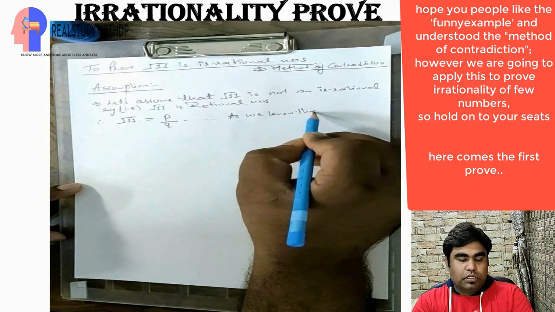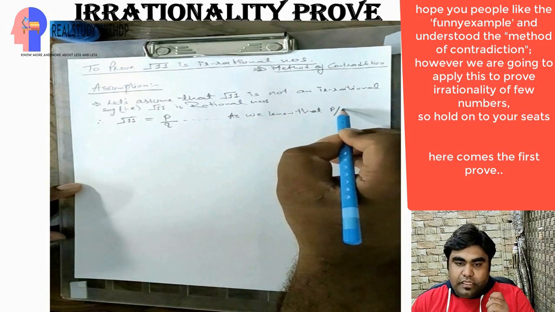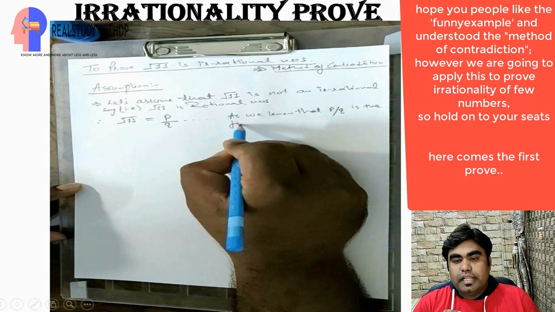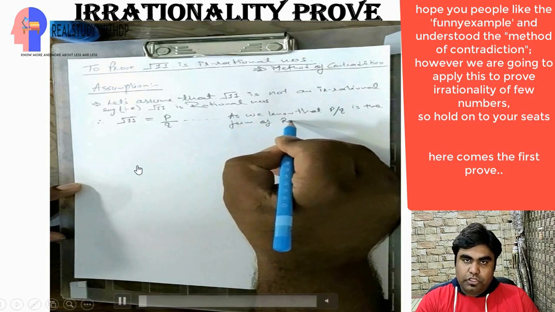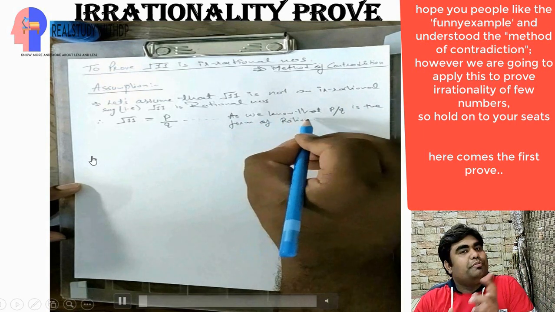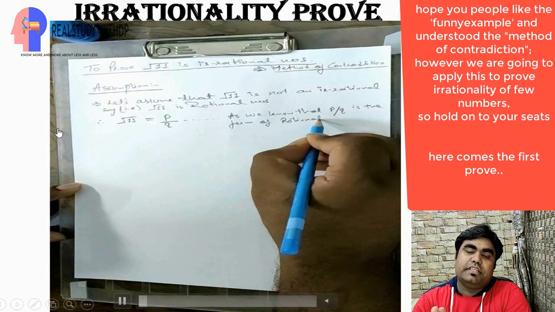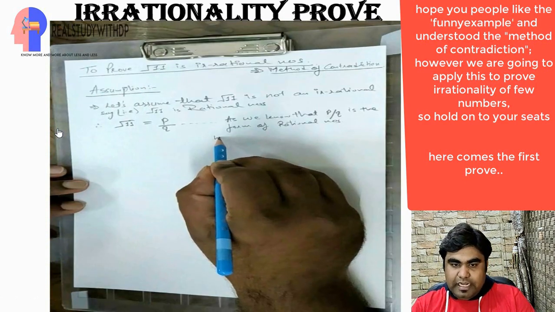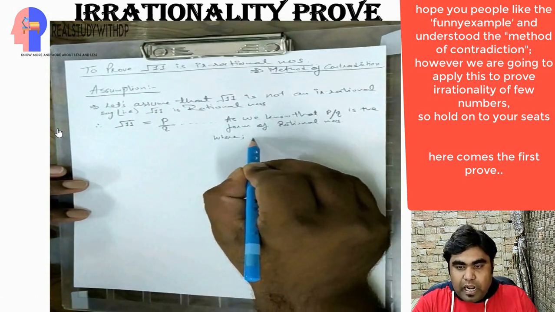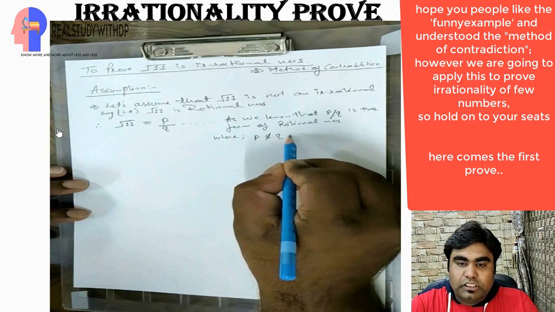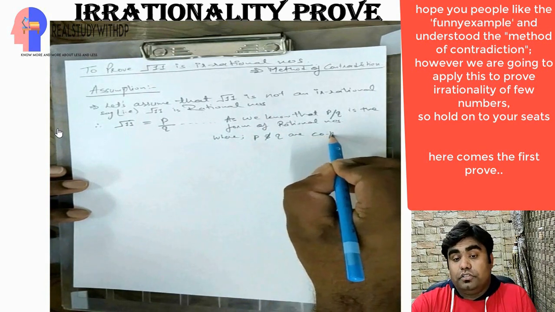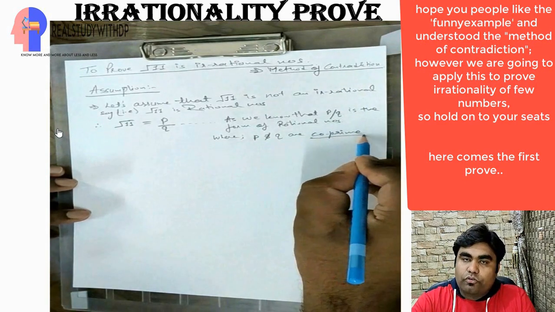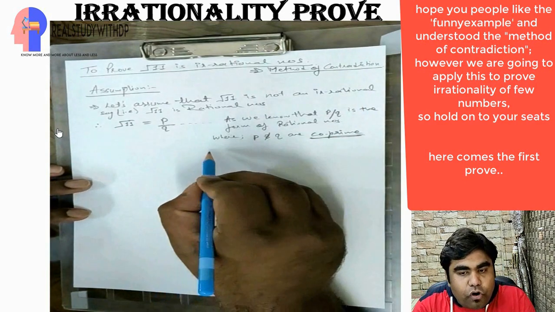So we are going to assume in the assumption part that the square root of 11 is not an irrational number. We consider that numbers are either rational or irrational. Hence we have considered this is not an irrational number. That means it is a rational number. That's what we have assumed in the assumption part. So as you know, if it is not irrational, it will be rational. Therefore this square root of 11 can be written in p by q form.